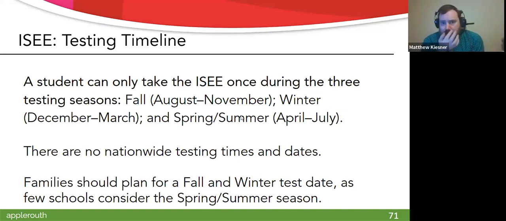Because we're in June, you would still have to wait till August to test for the fall. And there's no nationwide testing date. So again, it's finding it with those schools, and then certainly planning to test in the fall, and then possibly again in the winter, depending on how the first test goes. I think that is the best and only sensible timeline for the ISEE.